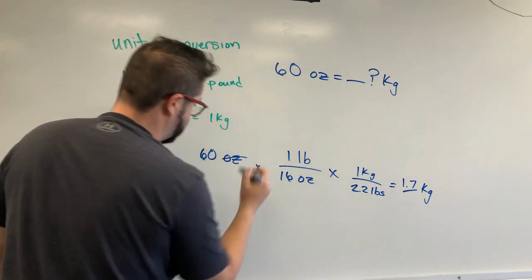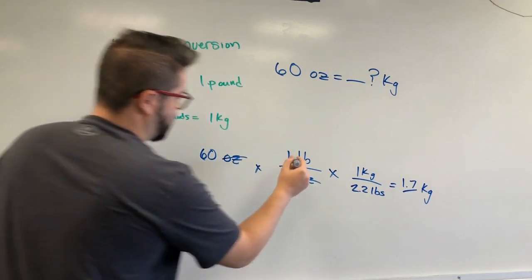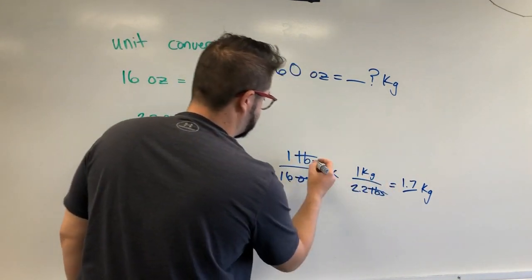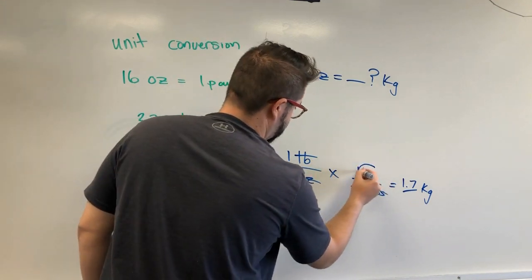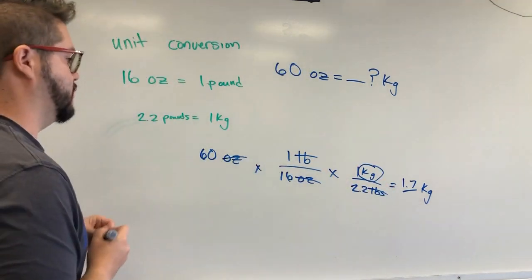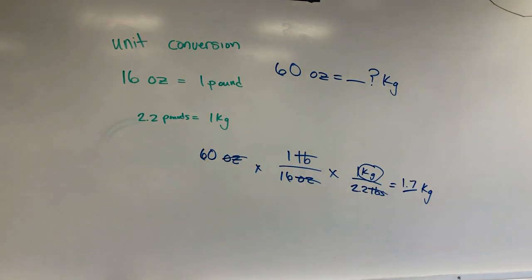But that's not all I see. I can see that ounces and ounces cancel out, pounds and pounds cancel out, and all I'm left with is the unit kilogram. Right, so my final answer is going to be in kilograms as well.